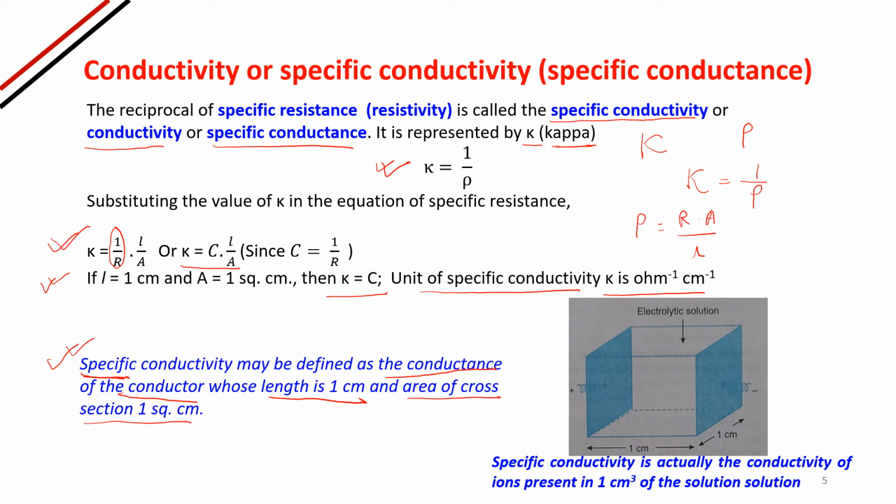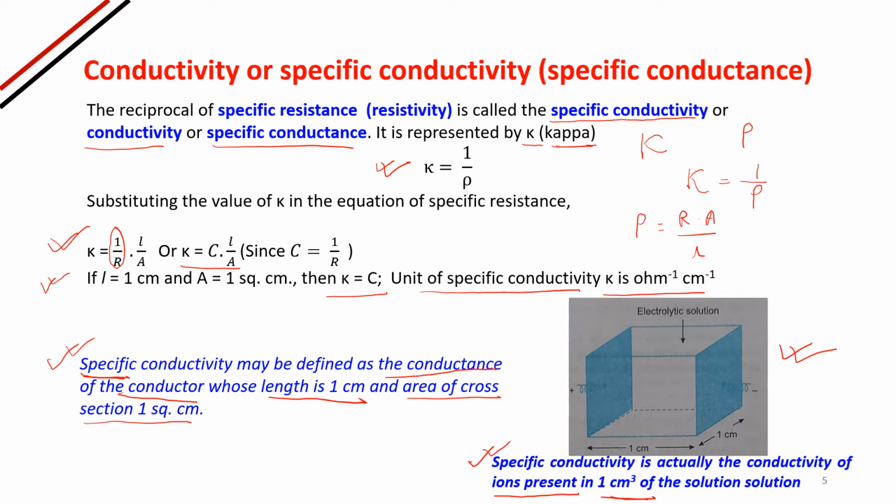What is the resistance that I am getting from a conductor whose length is 1 centimeter and its area of cross section is 1 square centimeter? Look at this figure. The specific conductivity is actually the conductivity of the ions present in 1 centimeter cube of the solution. Am I clear, children? So this is known as specific conductivity.